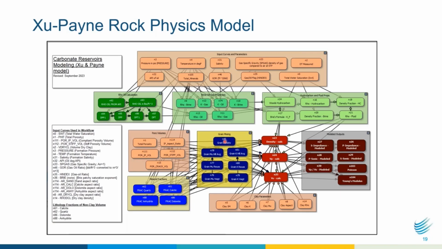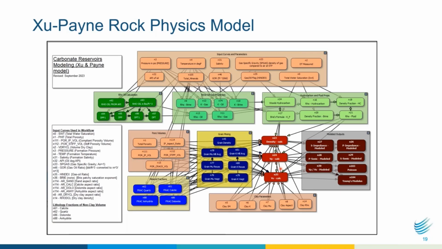Here's your grain mixing, your Voigt-Reuss-Hill grain mixing, if you remember back to the Xu-White model. Here's your clay parameters. We don't have a lot of clay in the Smackover, but in other parts of the wellbore, you do have a lot of clay, so you want to be sure to model that properly. And then here's the actual Xu-White model itself. And then these are just derivative curves from the model curves.